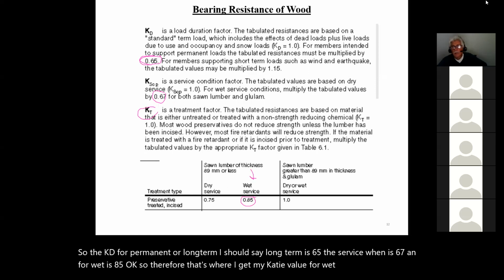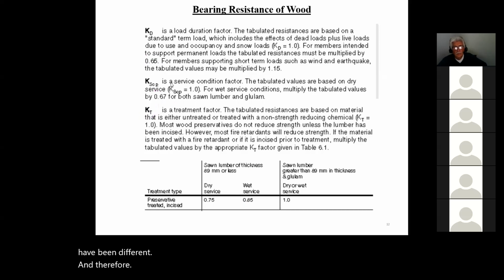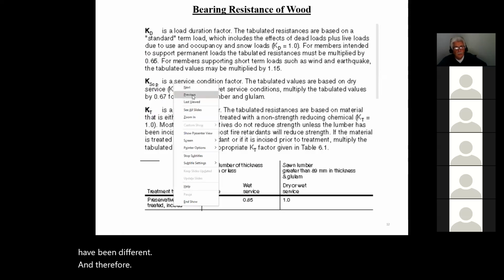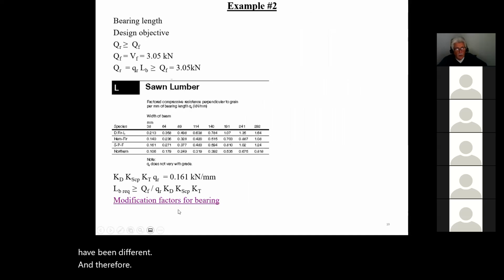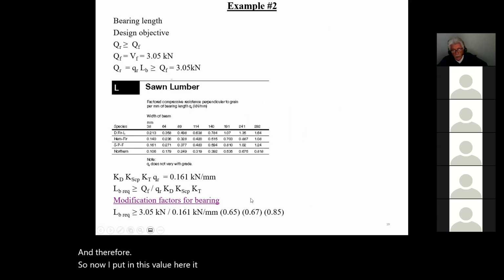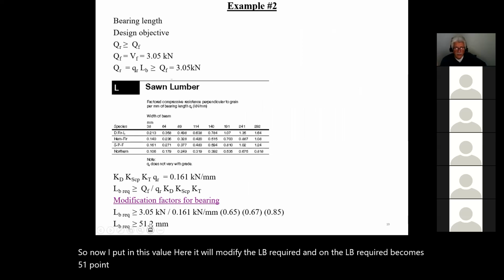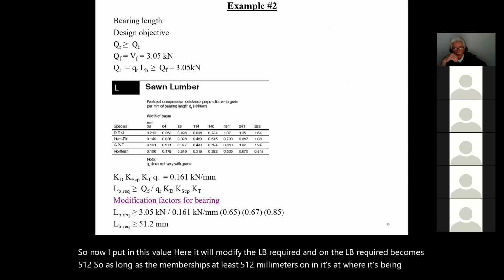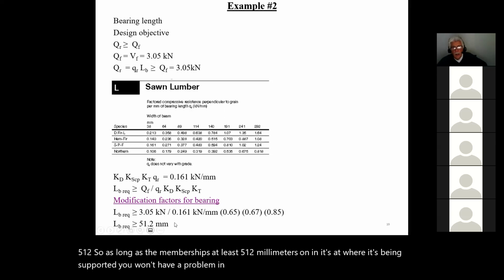And therefore, now I put in this value here, it will modify the LB required, and now the LB required becomes 51.2. So as long as the member sits at least 51.2 millimeters where it's being supported, you know you won't have a problem in bearing. And I think that's it.